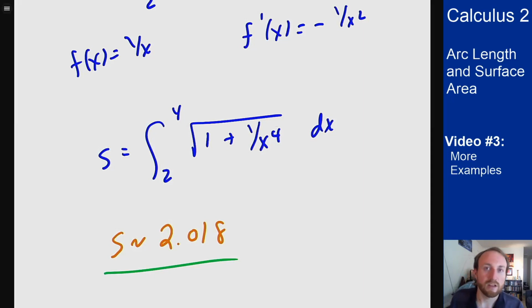There are more examples of using the arc length formula to find lengths of curves, one you can do by hand, and one that you can't, and you would need a numerical approximation to figure out what the answer actually was.